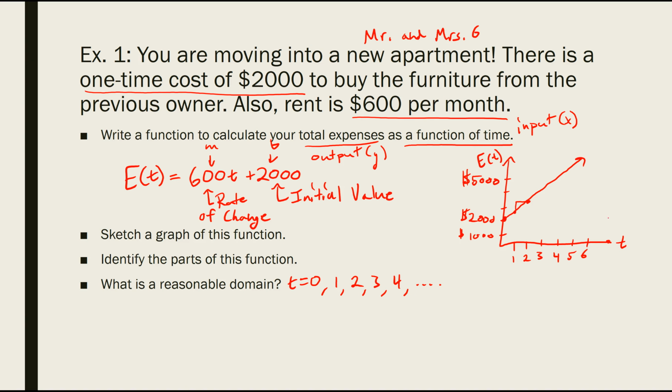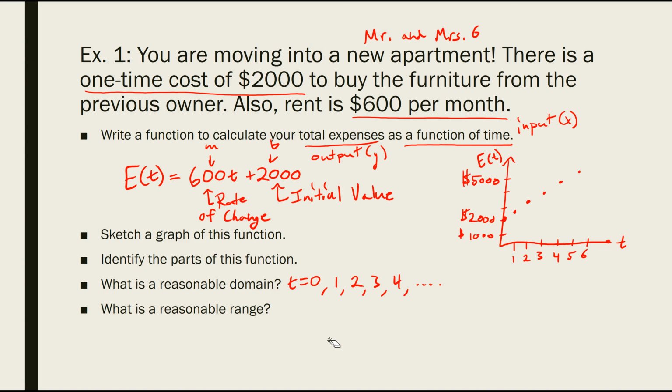Technically, for this problem, I probably shouldn't have drawn the line, because isn't it true that you only pay rent once per month? So probably my function should be just a bunch of dots on the graph, since I'm only paying once per month, and that's reflected in my domain. I'm only doing integer months. I'm not, for example, doing 0.5 or 1.25. I never pay then. I only pay on the month. So there's my domain, the numbers I'm plugging in.